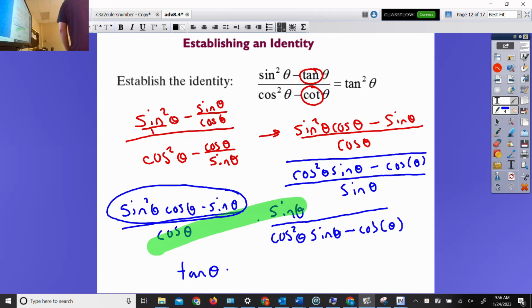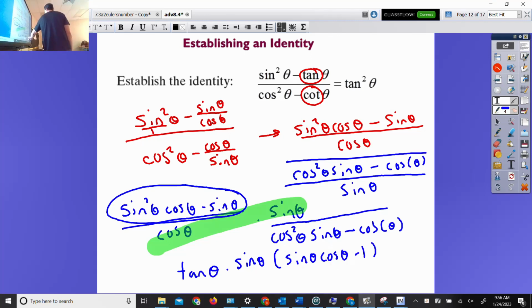What do both pieces possess? Pull a sine theta from sine squared theta cosine theta, what's left? Sine theta cosine theta minus 1.